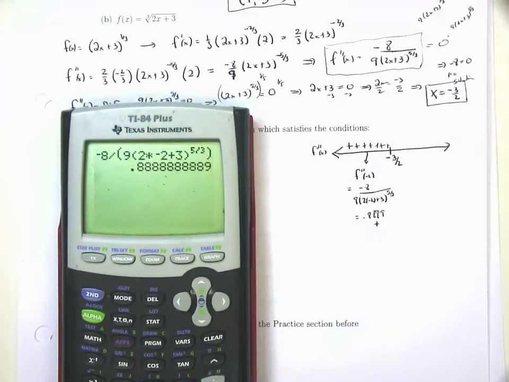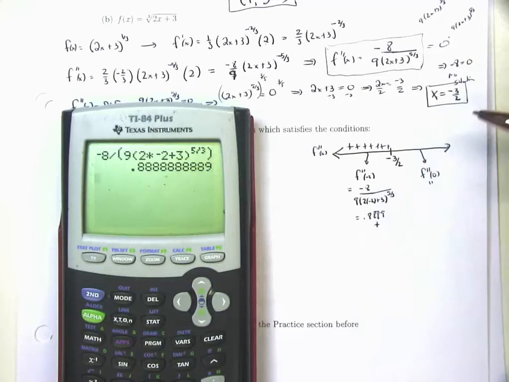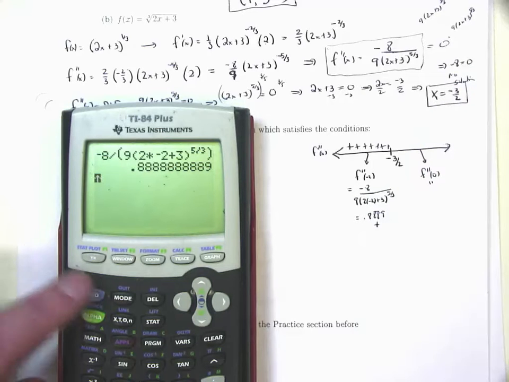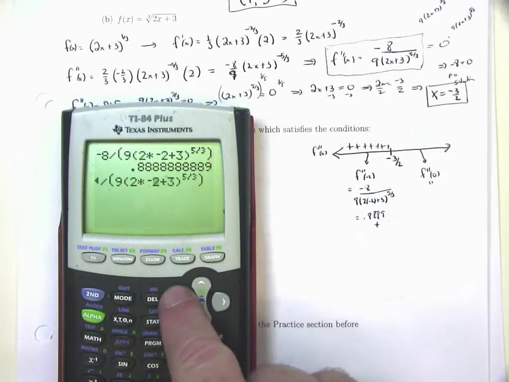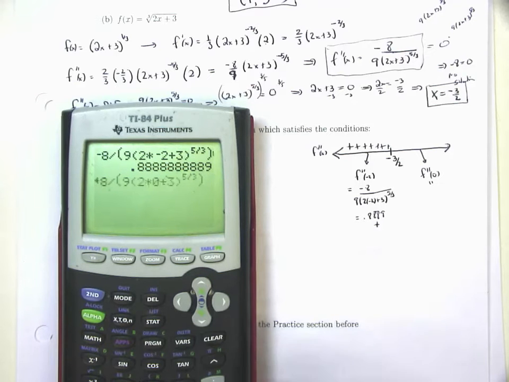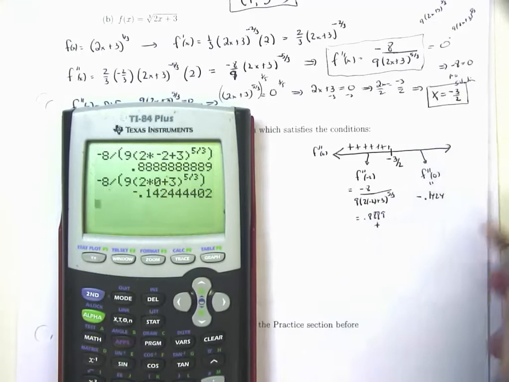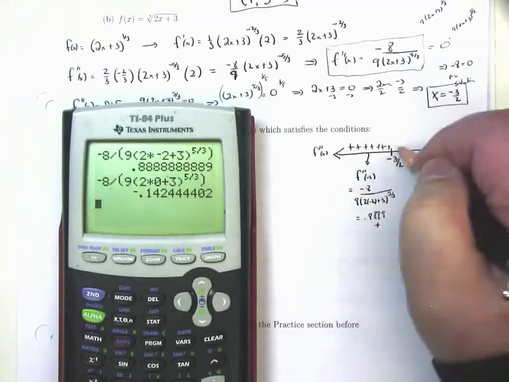Now I'm going to pick a number bigger than negative 3/2, which is negative 1.5. Take a wild guess and use your brain. What am I going to use? Good choice. 0. Plugging 0 into this, that'll be negative 8 divided by 9 times (2 times 0 plus 3) raised to the 5/3 power, and I end up getting negative 0.1424 something or other. I don't care what the number is. What's the sign of it? It's negative.